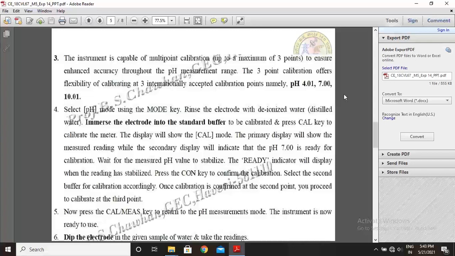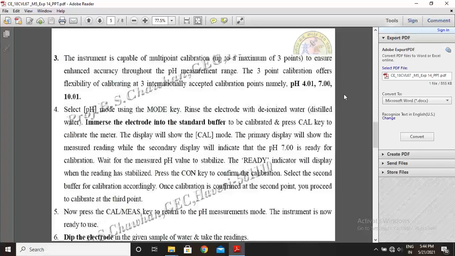Wait for the pH measurement value to stabilize. The ready indicator will display when the reading has stabilized. Now press the conductivity key to confirm the calibration. Select the second buffer for calibration accordingly. Once calibration is confirmed at the second point, you proceed to calibrate at the third point.